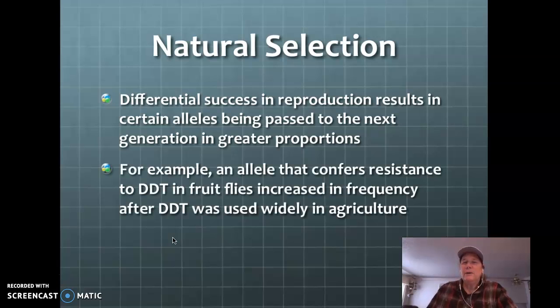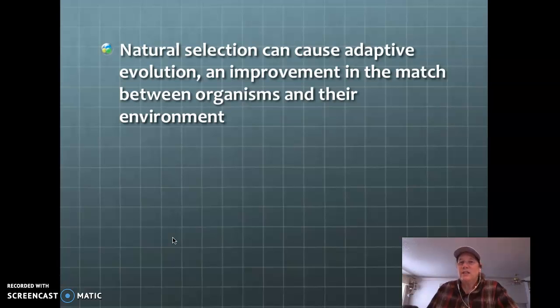Okay, here's one. It talks about resistance to DDT. Okay, DDT was used and used and used and used. It started, I think, in the 60s, and now it's outlawed because it actually almost killed off our bald eagles. But what happened is they'd spray it and most of the bugs would die, but the ones that didn't were resistant to it. Now they're going to have offspring that are resistant to it. And eventually you're going to get critters that don't die when they're sprayed with DDT. Okay. Natural selection can cause adaptive evolution, and it improves the organism and their environment. That's why it's carried on, because it does something to make it better.